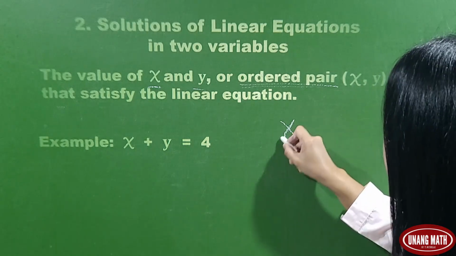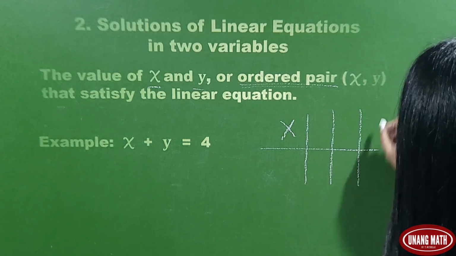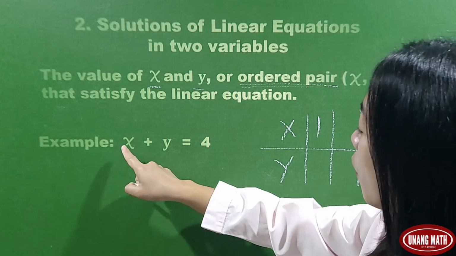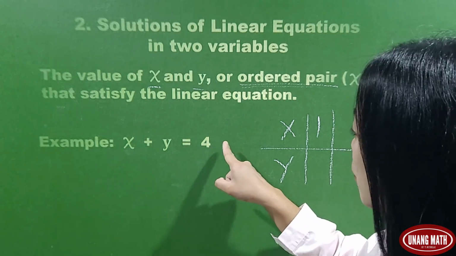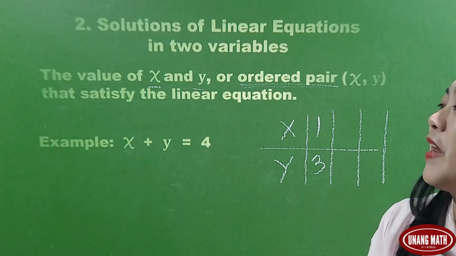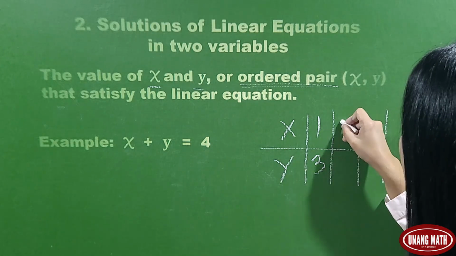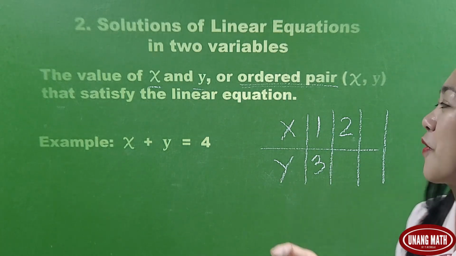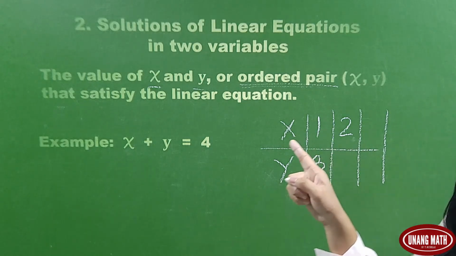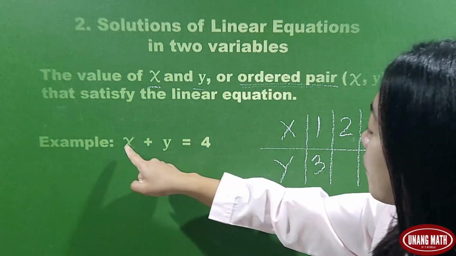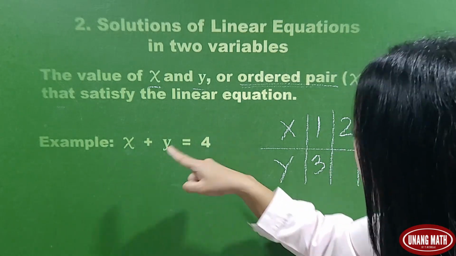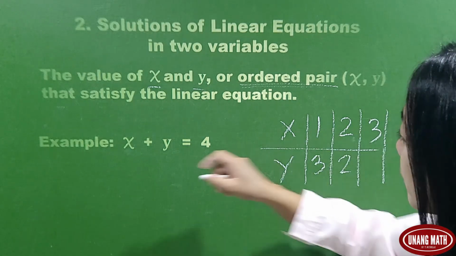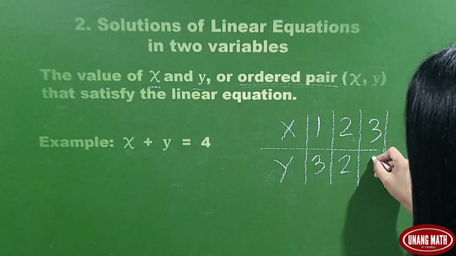Let's say x is 1. If x is 1, what is our y? 4 minus 1, so y is 3. What about if x is 2? Take note, the condition is natural numbers. If x is 2, then 4 minus 2, so y is 2. What about if x is 3? 4 minus 3, so y is 1.